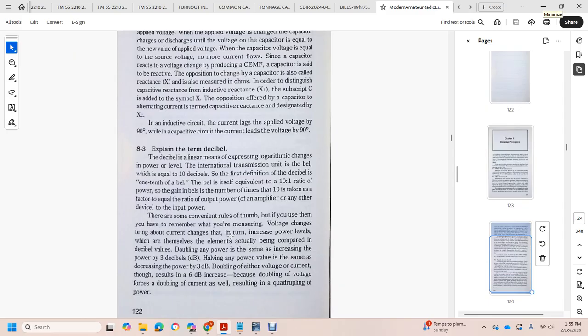Explain the term decibel. The term decibel is a linear means of expressing logarithmic change of the power level of the international transmission unit, the bel, which is equal to 10 decibels. The first definition of a decibel is 1/10 of a bel.